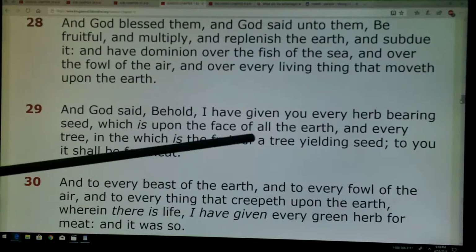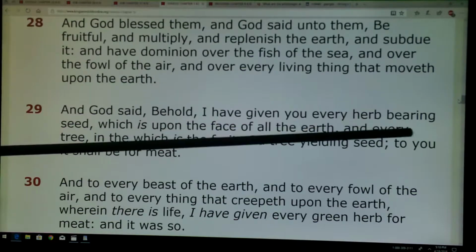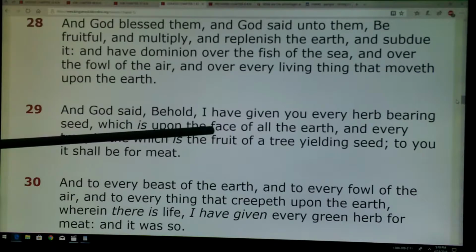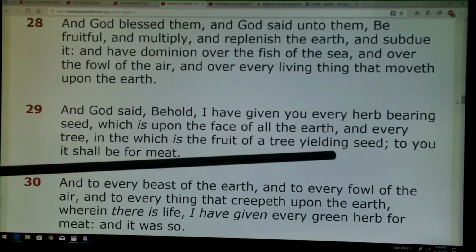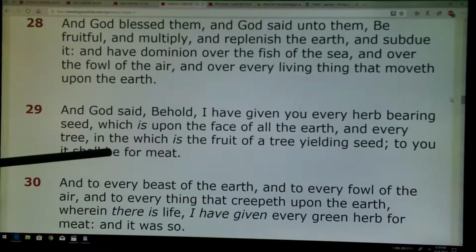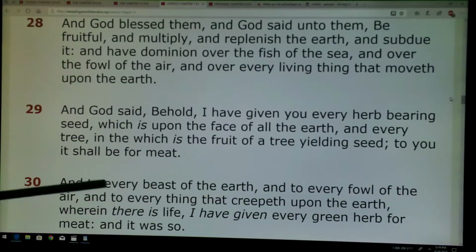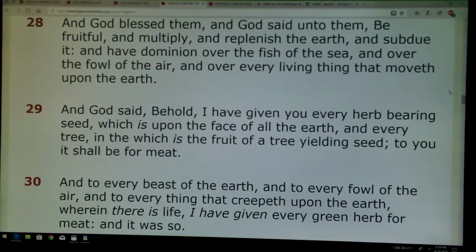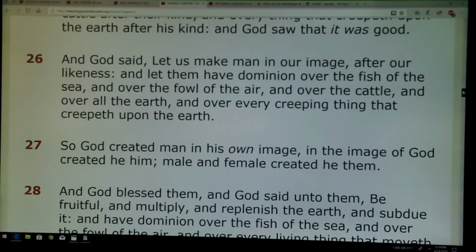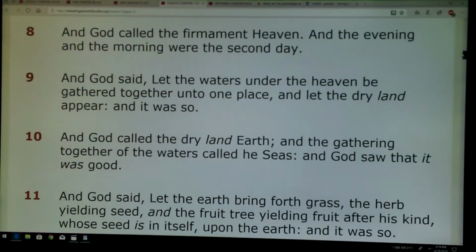It's the face of all the earth. And Elohim said, "Behold, I have given you every herb bearing seed which is upon the face of all the earth." So all the earth is facing in one direction. "And every tree in which is the fruit of a tree yielding seed to you, it shall be for meat." So all the earth is facing in one direction and one panim. Okay? That's your flat earth right there again. And that's under your feet.